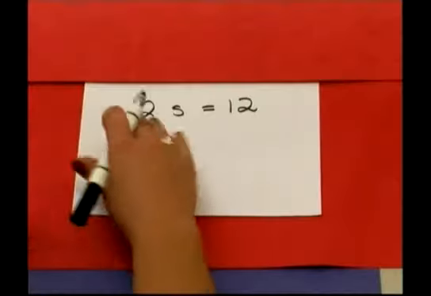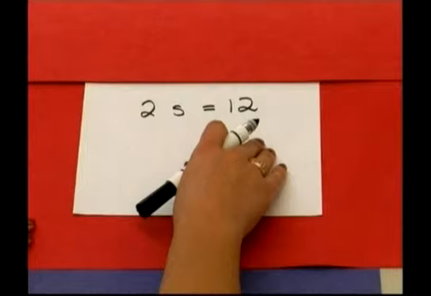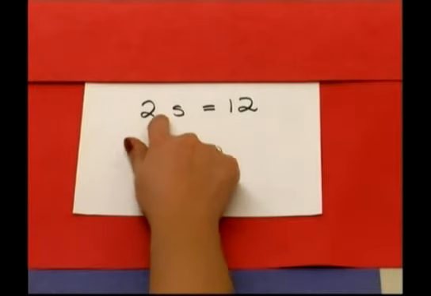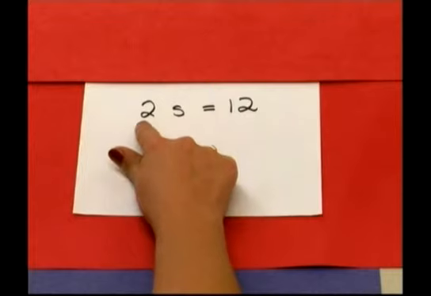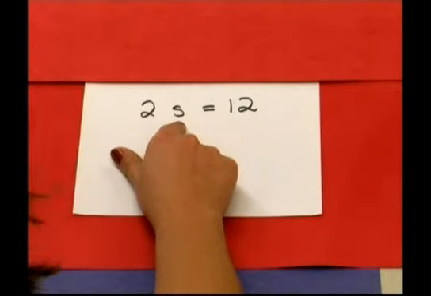Now we're going to work on solving equations by multiplying and dividing. 2 times s equals 12. Notice there's no multiplication sign in between here. We don't need one. If there is just a number attached to a letter, then we know to multiply. And this number has a very special name. It's called a coefficient. So 2s means we multiply.